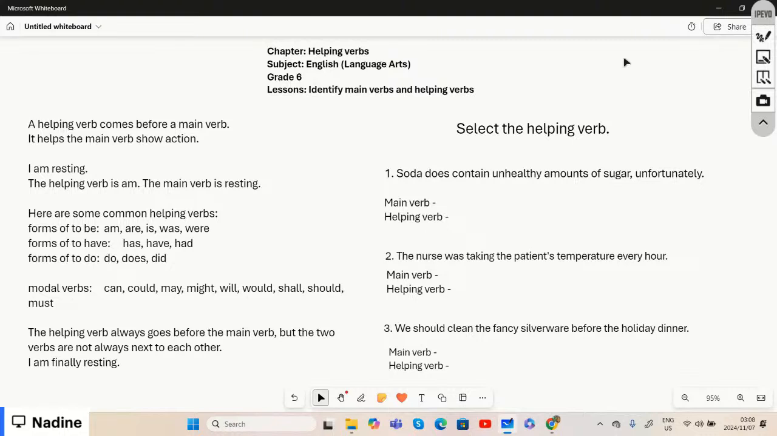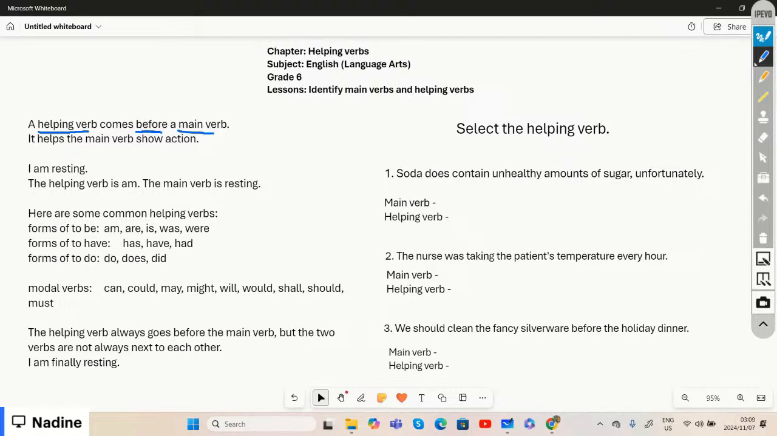But now our focus today is helping verbs, right? If we really listen to the word helping verbs, it means that whatever word we are going to be talking about now is going to be helping our main verb to basically show the action that is being done. So a helping verb comes before a main verb. The main verb is basically the action that is being done.